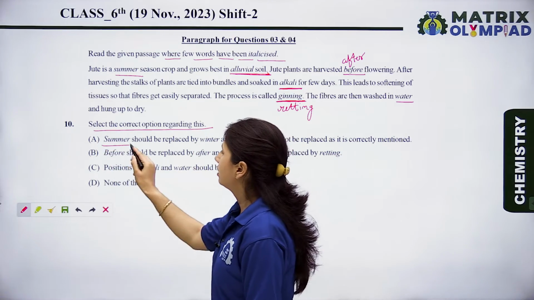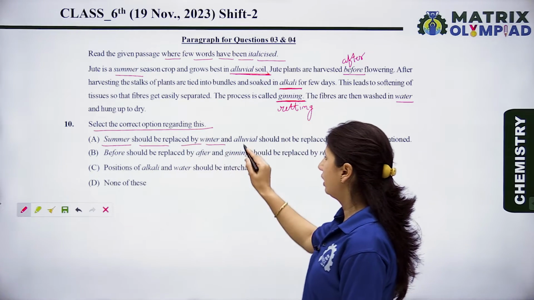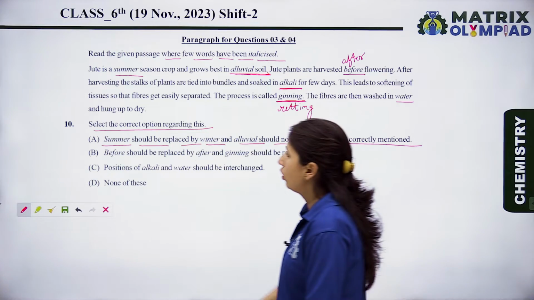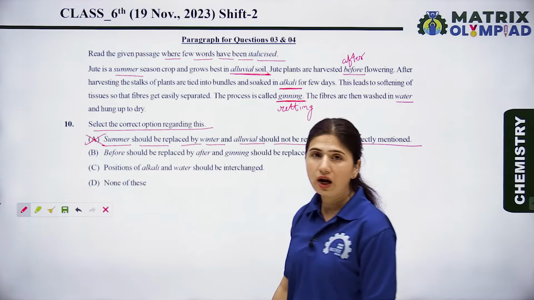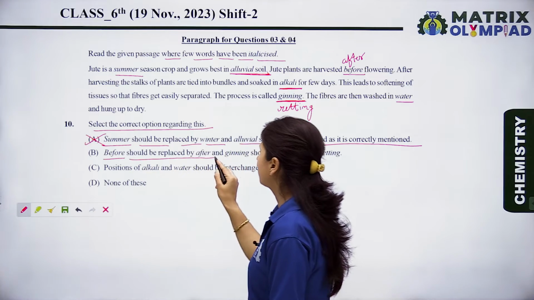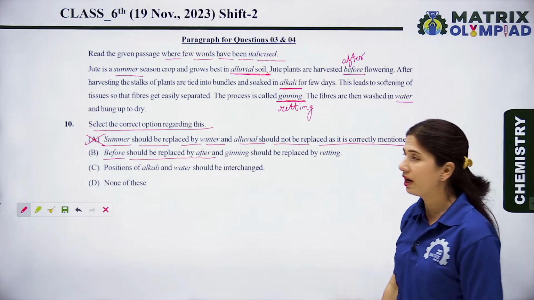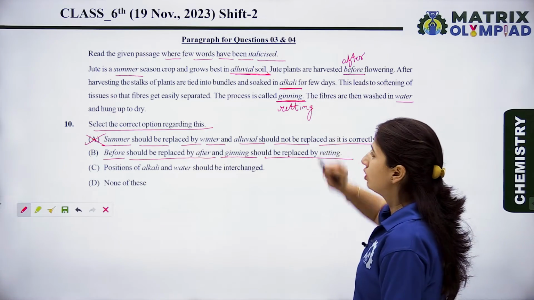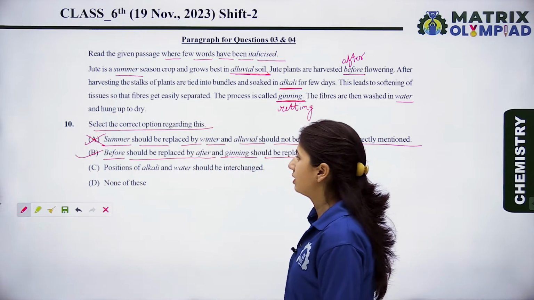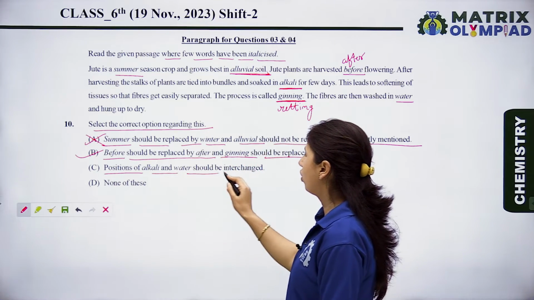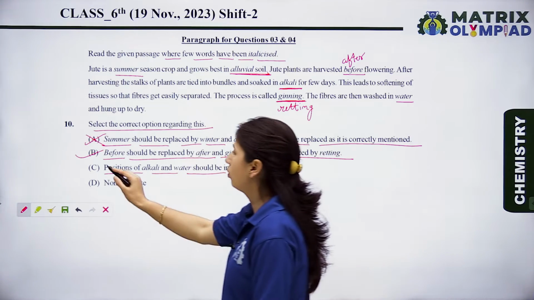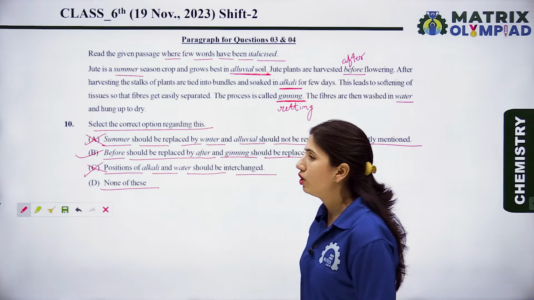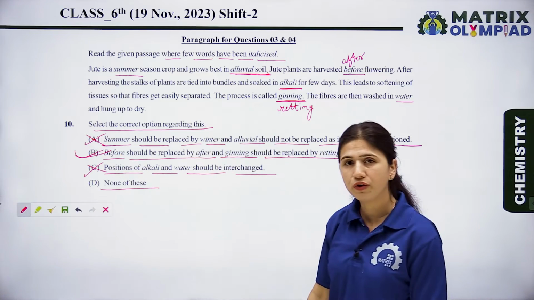Option A: summer should be replaced by winter and alluvial soil should be replaced by something else. No, it's a wrong statement. Now let's see. Option B: before should be replaced by after, and ginning should be replaced by retting. Yes, this is a true statement. B is the right answer. Position of alkali and water should be interchanged. No, there is no need to interchange the alkali and water position. Now let's see, there is none of this. So option B is the right option for this question.